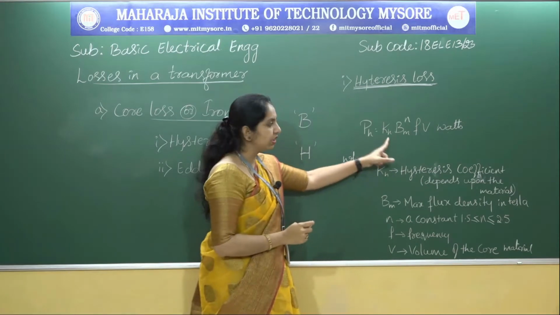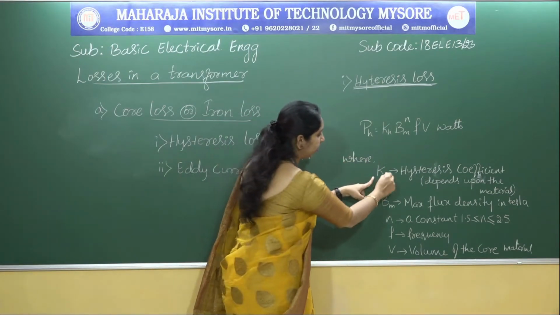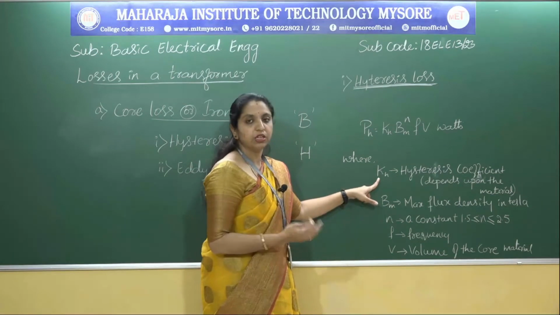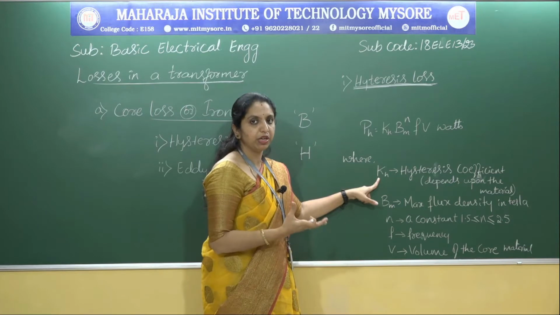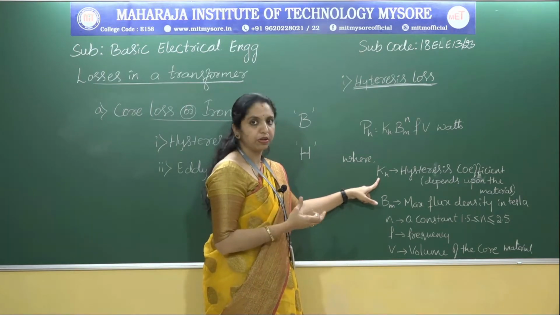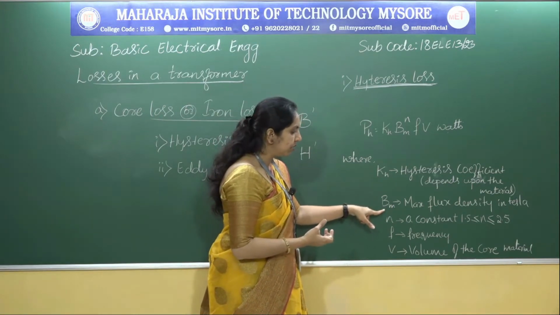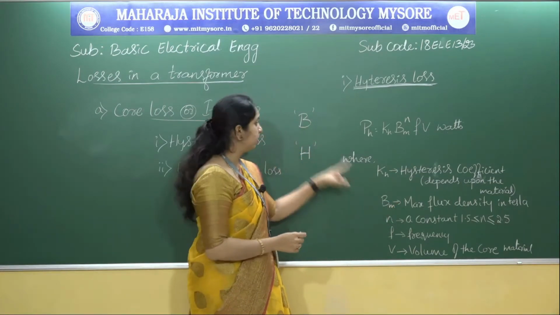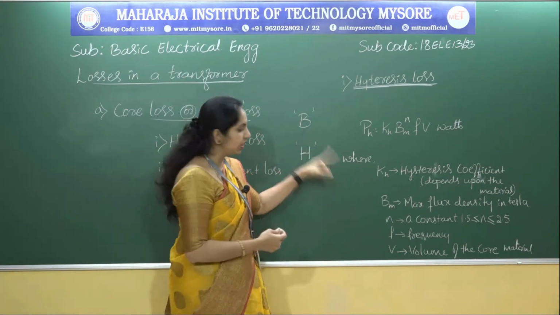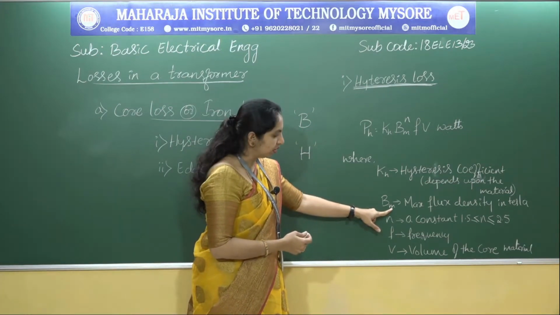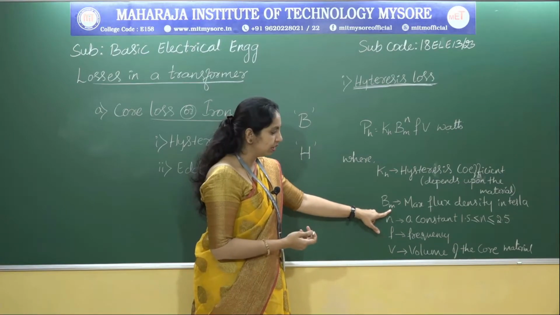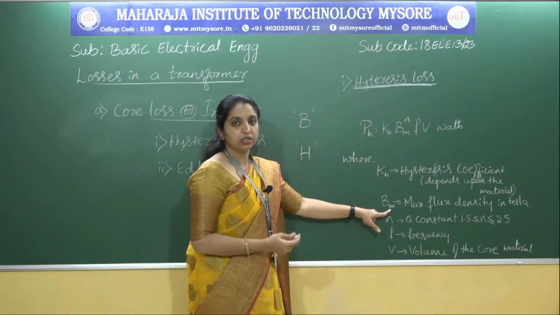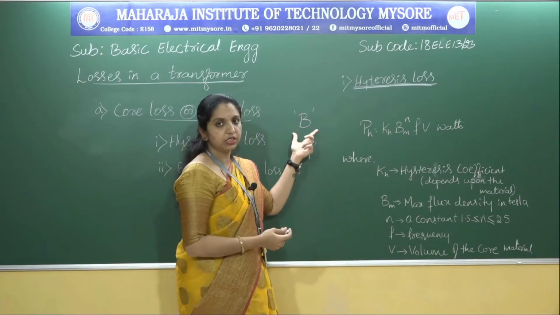And what are these variables here? KH is nothing but the hysteresis coefficient, and of course it depends upon the material we use in the core part of the transformer. Similarly, Bm is the maximum flux density, as we have already defined B as the flux density and M indicates maximum. So Bm is the maximum flux density in Tesla. The unit of the flux density is Tesla.